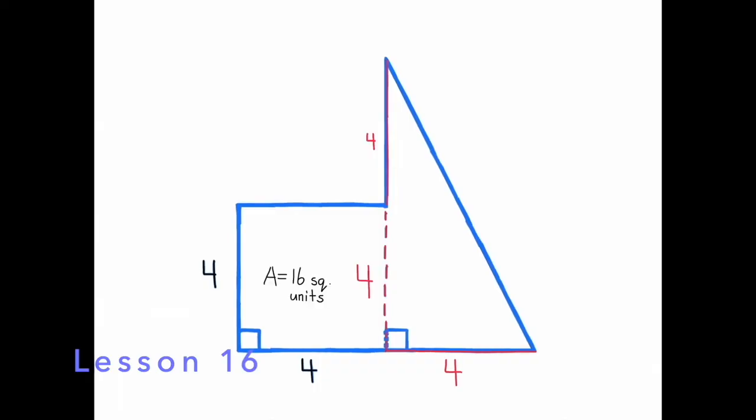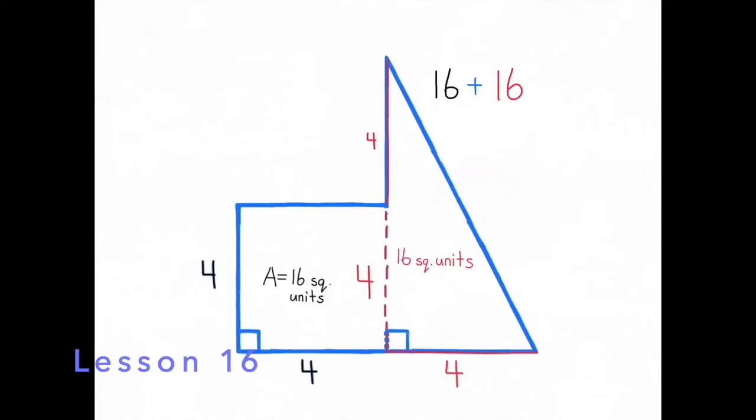The area of the square shape is 16 square units because I multiplied the base times the height, and 4 times 4 is 16. To find the area of the triangle, I'm going to multiply the base times the height, or 4 times 8. 4 times 8 is 32, and since it's a triangle, I need to divide that by 2. Half of 32 is 16. The area of this triangle is 16 square units.